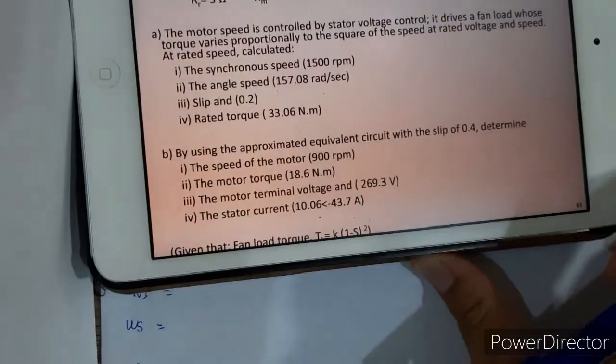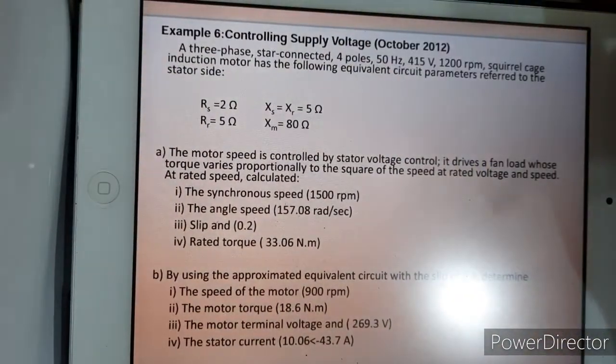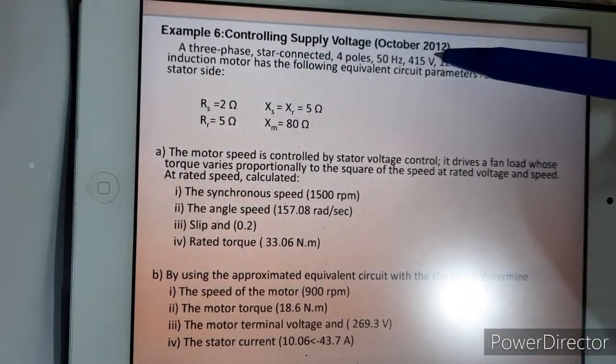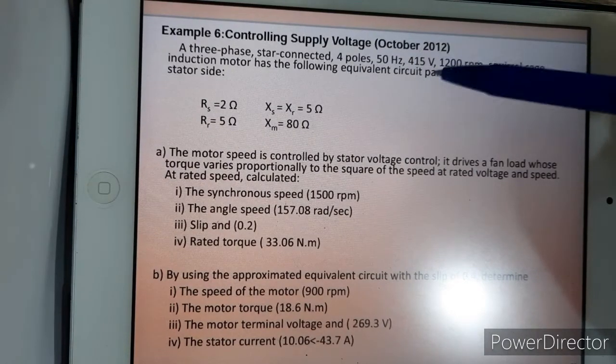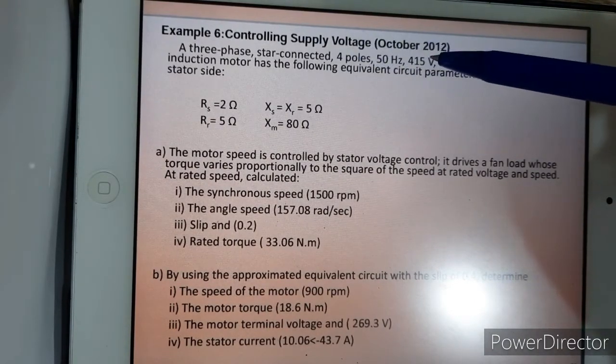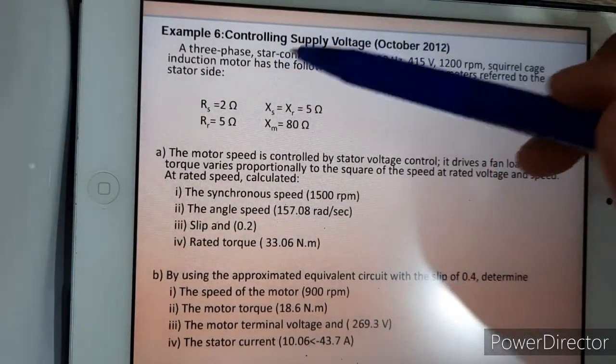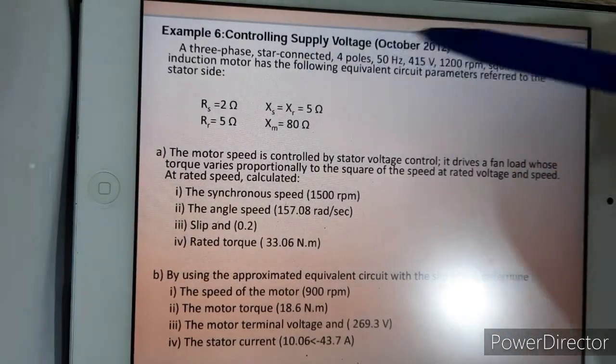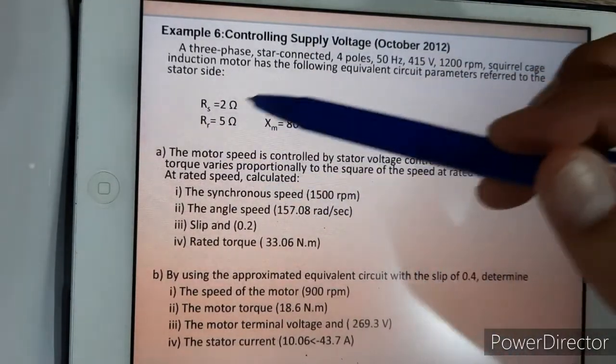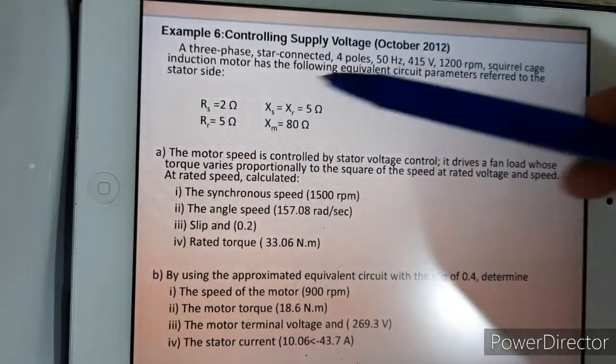So you can read the question first. A 3-phase, star-connected, 4-pole, 50 Hz motor. Remember this is a star-connected system, so the given voltage here is V line. We know that for star, V phase is not equal to V line. So you have to pay attention to the voltage supply and the connection. If it is delta, the voltage will be similar. And then these are the parameters or resistances referred to the stator side.